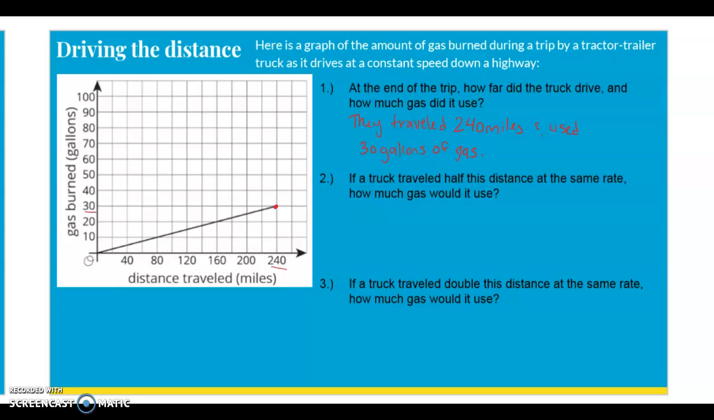Okay. It says if the truck traveled half of the distance at the same rate, how much gas would it use? Well, let's see. If I cut this in half, 240 divided by 2 would give me 120. So I need to look at 120. And I can't really tell, it's between 10 and 20. But what I do know is that I cut 240 in half. So now let's take 30 and cut it in half. Half of 30 is 15. So it used 15 gallons.